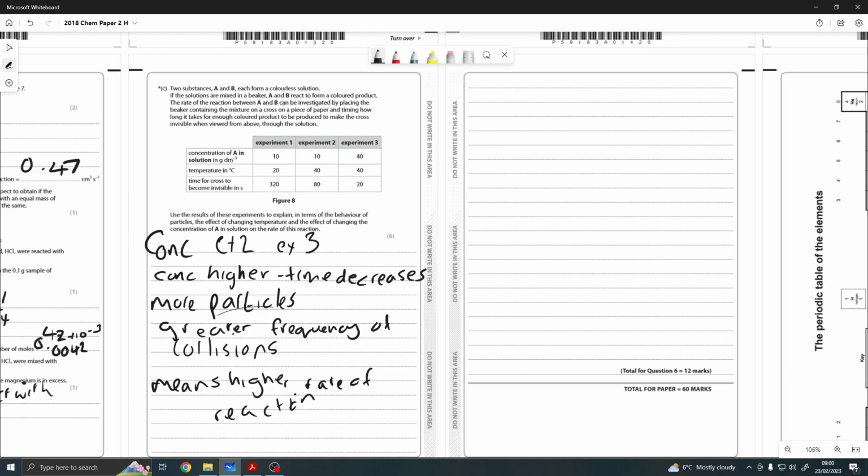Next, we've got to talk about temperature, which I'll do over here. We've got to find experiments where the concentration doesn't change, so it's 1 and 2. Here the temperature doubles, but the concentration remains the same. So as you increase temperature, the time taken also decreases.